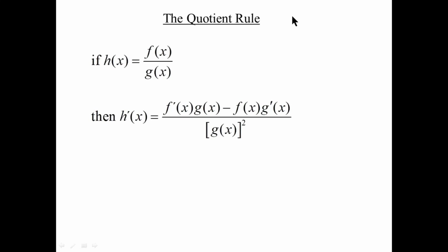Well, gee, that's a lot of words. Suppose we just said: if h of x is a quotient, then its derivative is the top thing prime times the bottom thing minus the bottom thing prime times the top thing over the bottom thing squared. And in Leibniz notation, it would look like this. Top thing prime times the bottom thing minus the bottom thing prime times the top thing, all divided by the bottom thing squared.